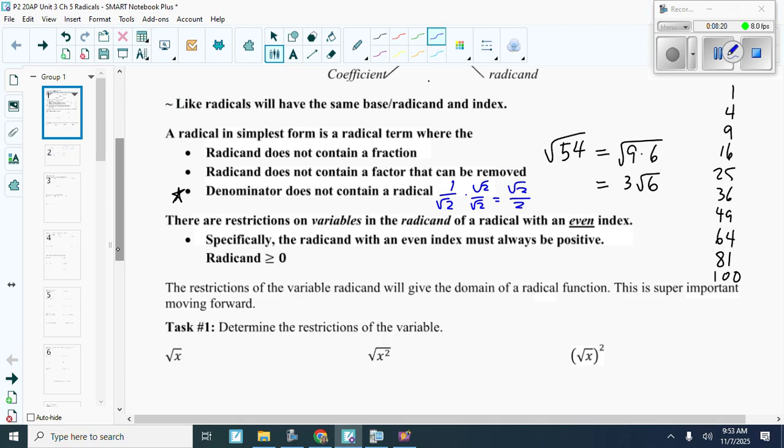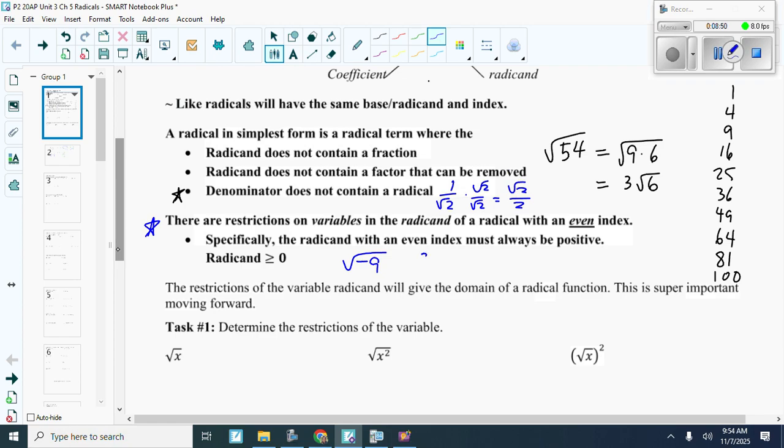There are going to be restrictions. This might be new. There are restrictions on variables in the radicand if it has an even index. And the reason is, can I take the square root of -9? No. If we did it on our calculator, it would give you this error. So we have to have restrictions when we have an even index.